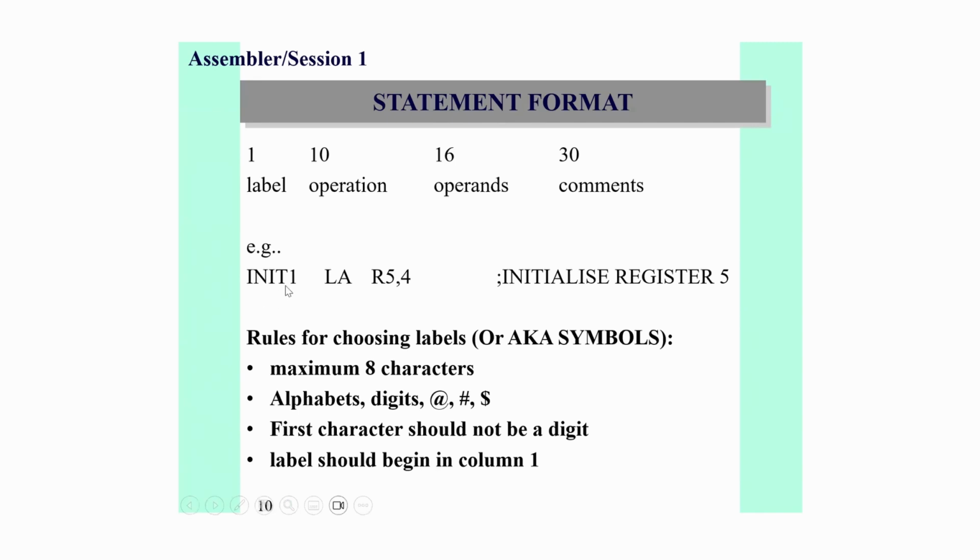So for example, you have INIT1, LA, R5, 4, and the comment. These are the different parts of your assembler statement. Here, INIT1 is your label, LA is your operation, R5 and 4 are the operands, and the rest are comments.